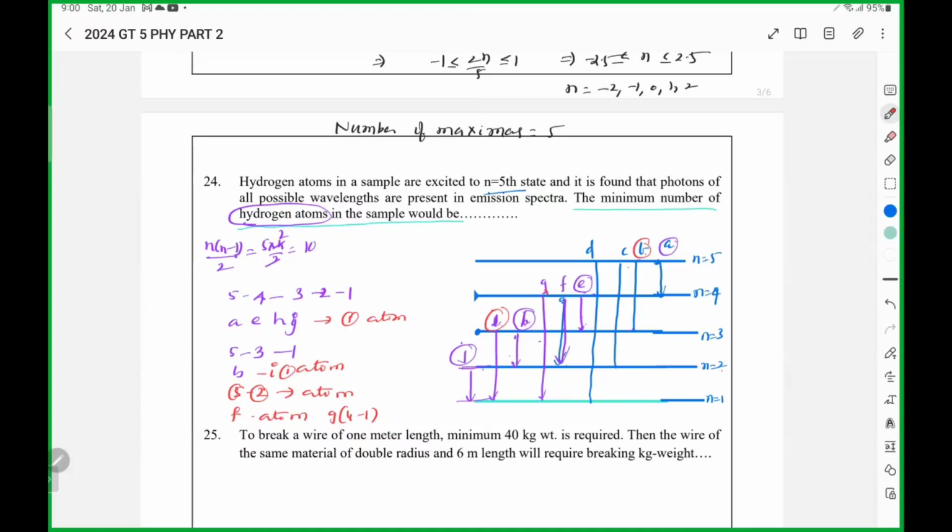So here totally for this transition C, one atom, for F, another atom, and for D, another atom, for G, another atom. Here four atoms, 2 plus 4, the minimum number of hydrogen atoms in the sample space will be 6.